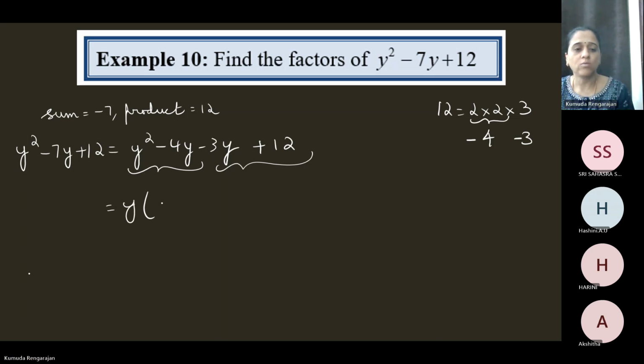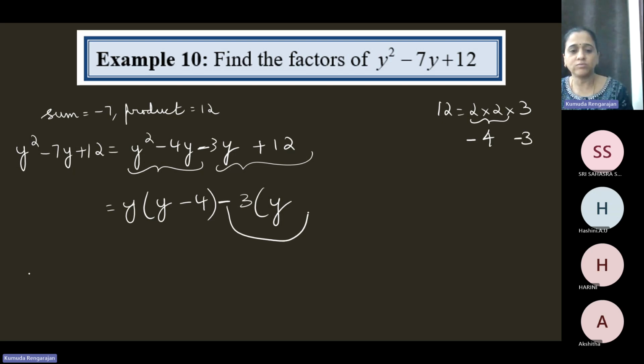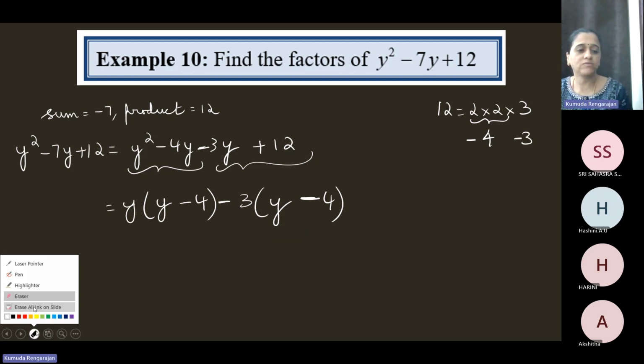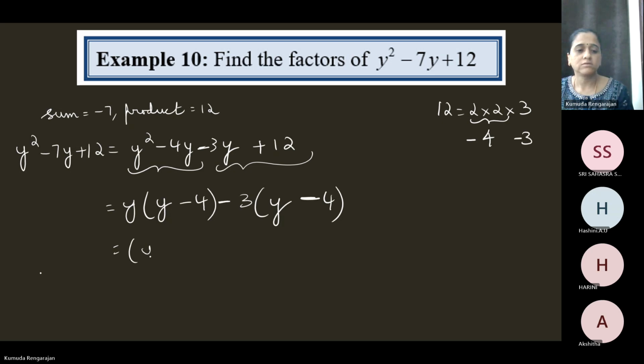So y into y is y squared, minus y into 4 is minus 4y. This minus sign stays as it is, minus 3y. Minus into minus is plus, 4 3s are 12. So y minus 4 into y minus 3. Correct?